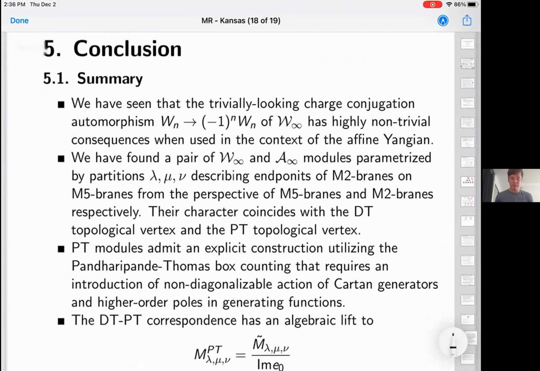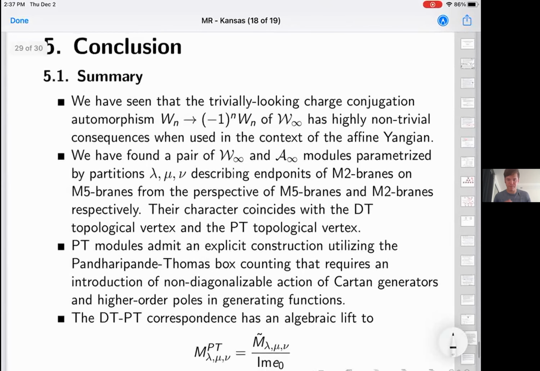Yeah, so in summary, we have seen that the trivial-looking charge conjugation automorphism of W infinity has highly non-trivial consequences when used in the context of the affine Yangian. We found a pair of A infinity and W infinity modules parameterized by partitions lambda mu nu describing endpoints of M2 branes on M5 branes from the perspective of either M5 brane or M2 brane. And we have seen, or I've told you, that their characters coincide with the DT topological vertex and the PT topological vertex. Furthermore, PT modules admit an explicit construction utilizing Pandharipande-Thomas box counting, but they require an introduction of non-diagonalizable action of Cartan generators and higher order poles in generating functions. Unfortunately, I had to rush through this part of the talk.